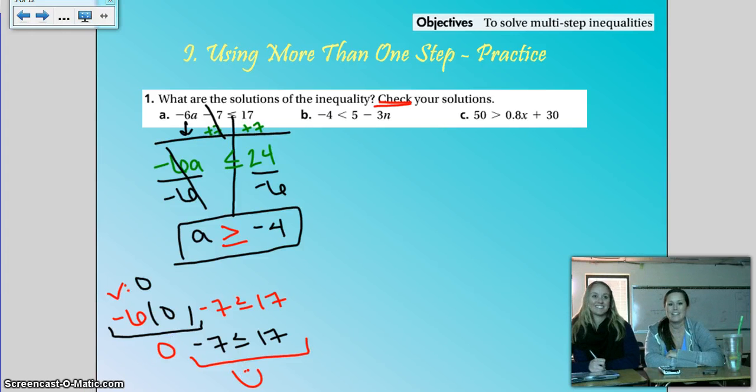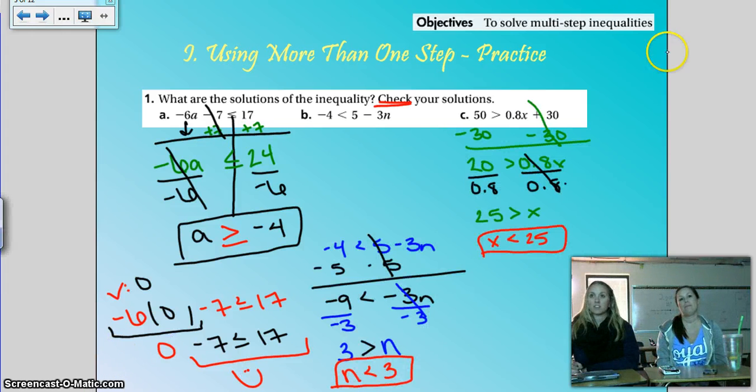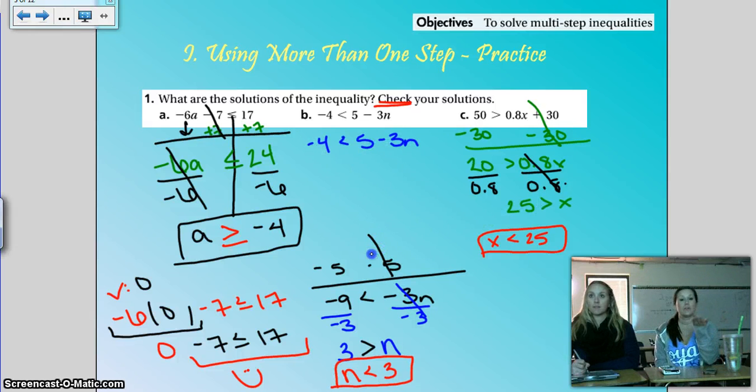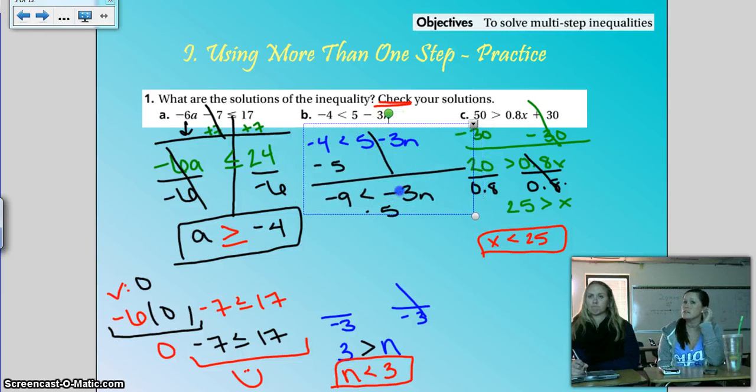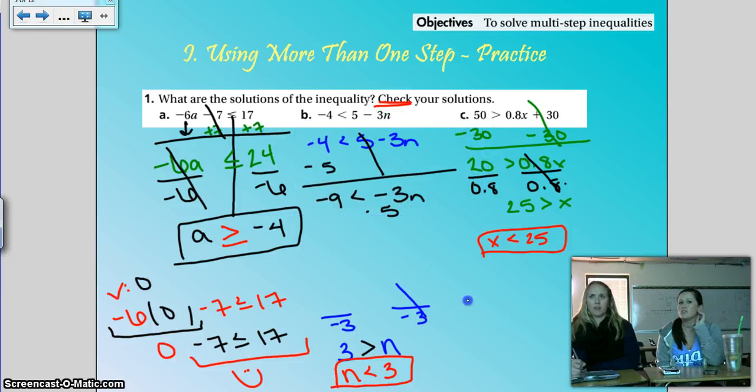Pause now. All right. So we solved these. This one you should have gotten n is less than 3 because you divided by a negative, so you got to flip the sign around. And then on the other one, you should have x is less than 25. Or if you didn't take it to that next step, 25 is greater than x. Same song and dance. Okay, let's keep it moving.